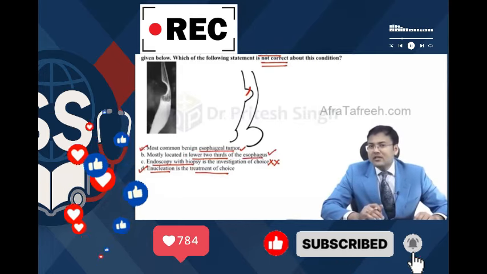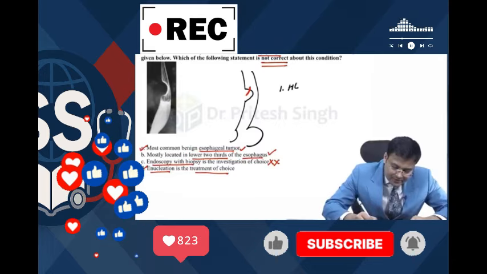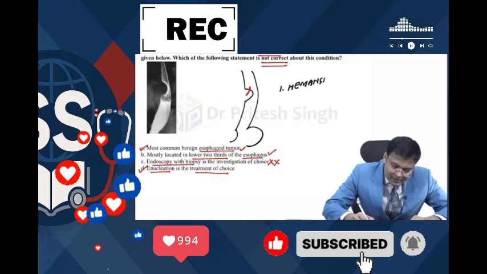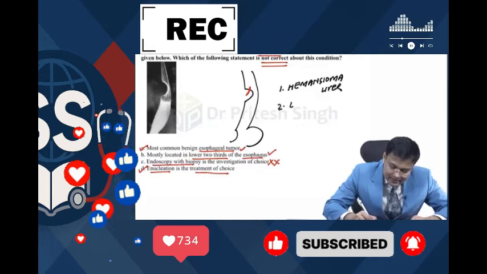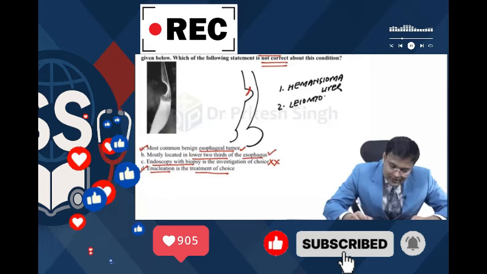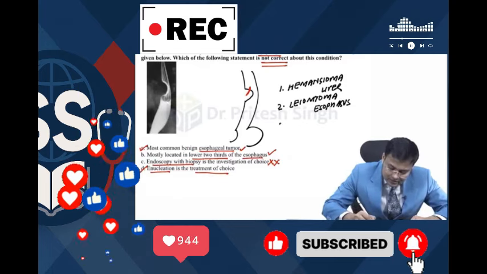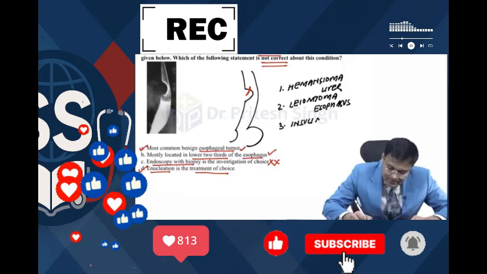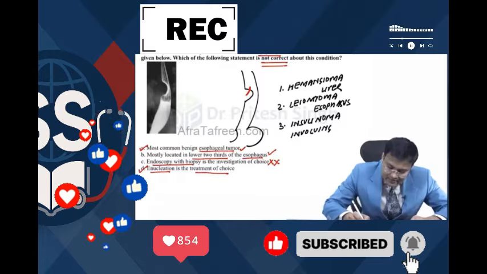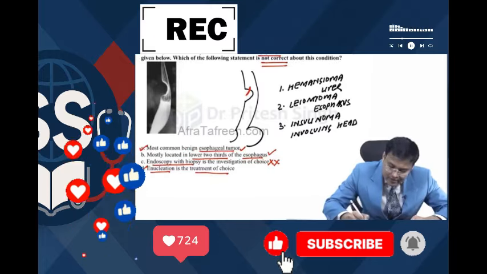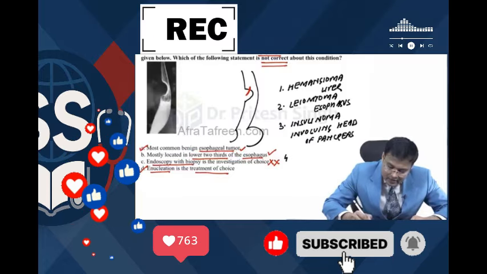What are those tumors in surgery where we perform enucleation? So have a look. This enucleation is performed for hemangioma liver. Second, leiomyoma esophagus. Third, insulinoma involving head of pancreas. And chyliolymphatic cyst.